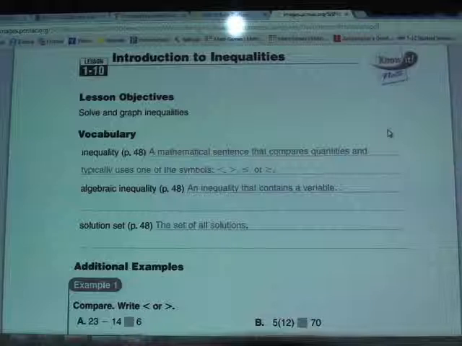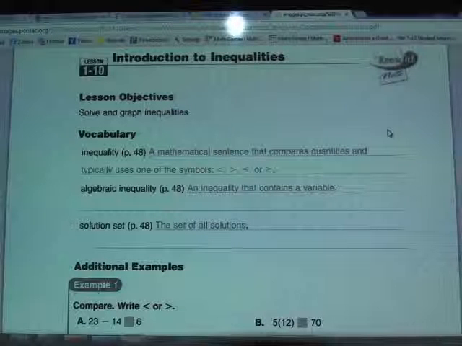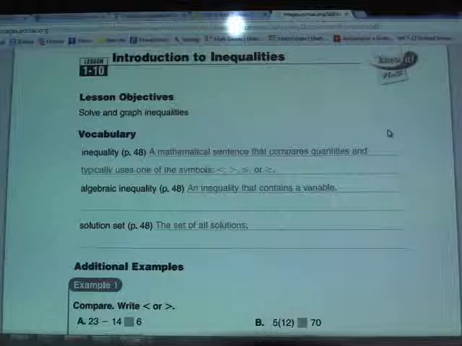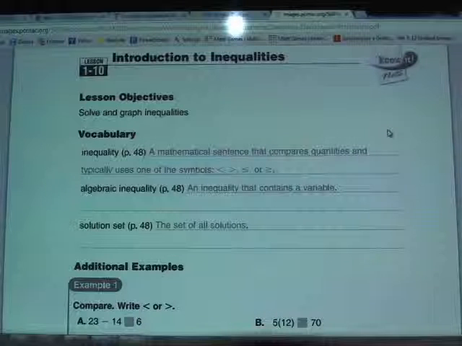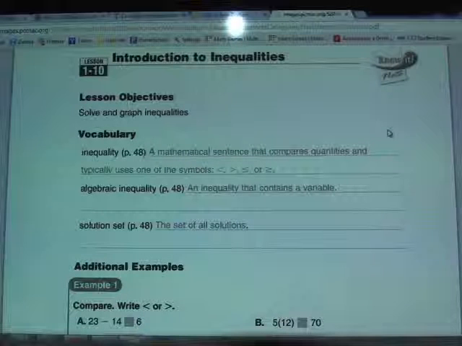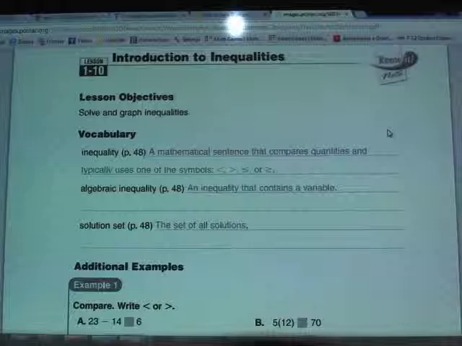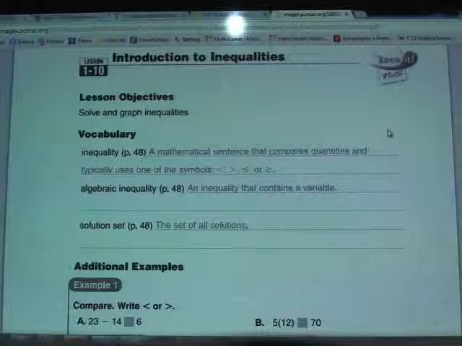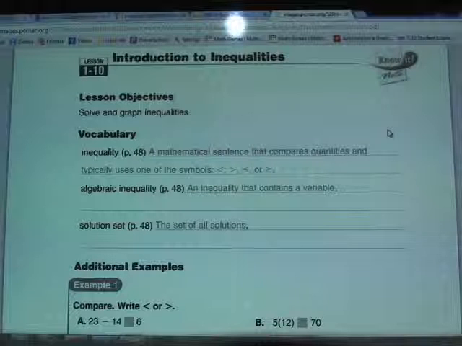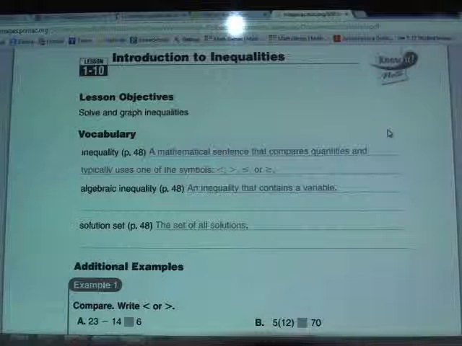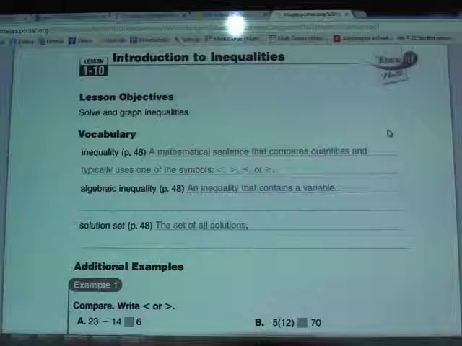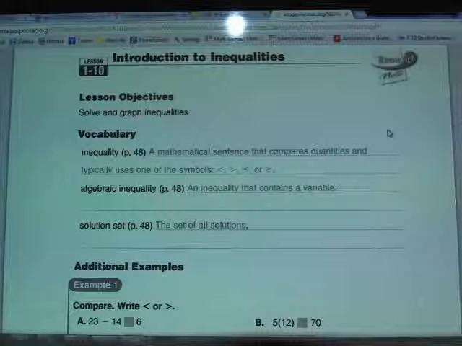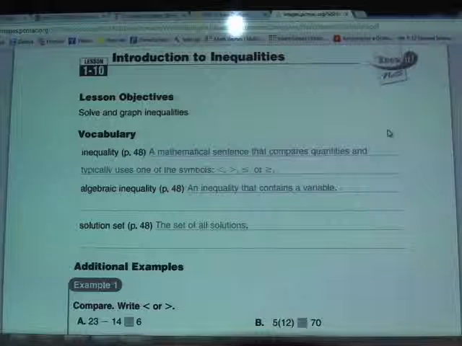An inequality is a mathematical sentence that compares quantities and typically uses one of the following symbols. And those symbols in order are less than, greater than, less than or equal to, or greater than or equal to.